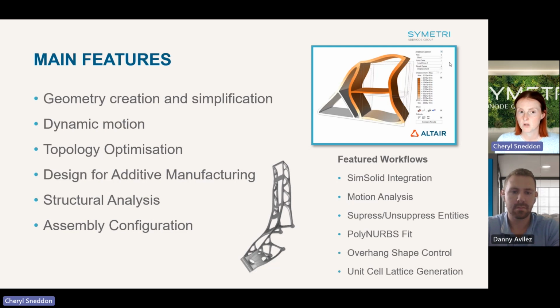Topology optimization tends to be if you're looking to either lightweight the component or part that you're working on, or it tends to be for shape optimization. So design for additive manufacturing also is part of the Inspire products. And you can look at things like 3D print and how it prints and how stable it is during that printing process.